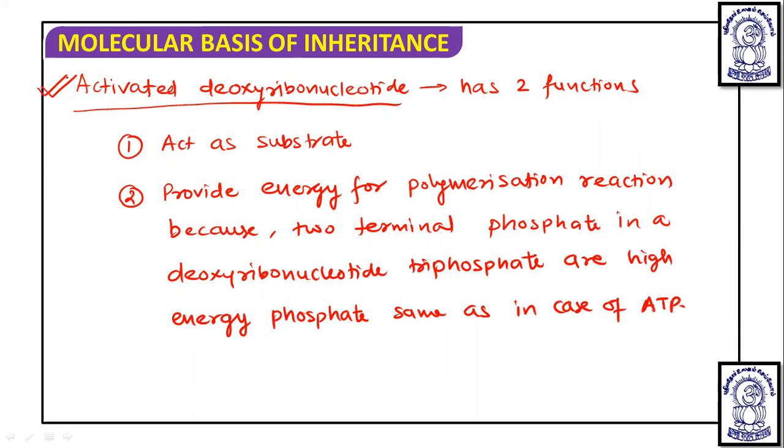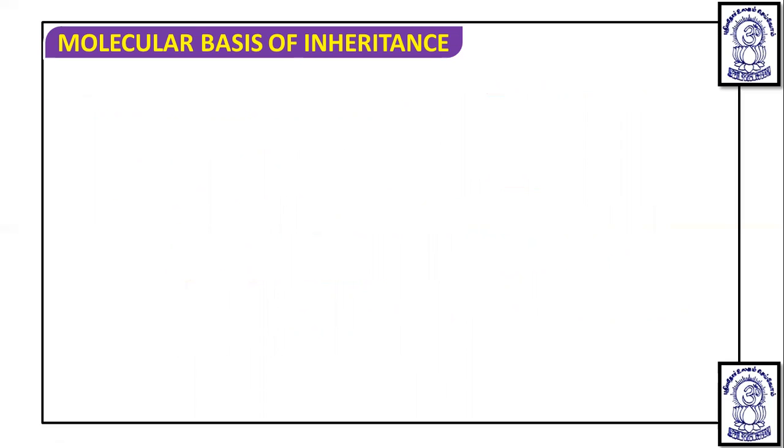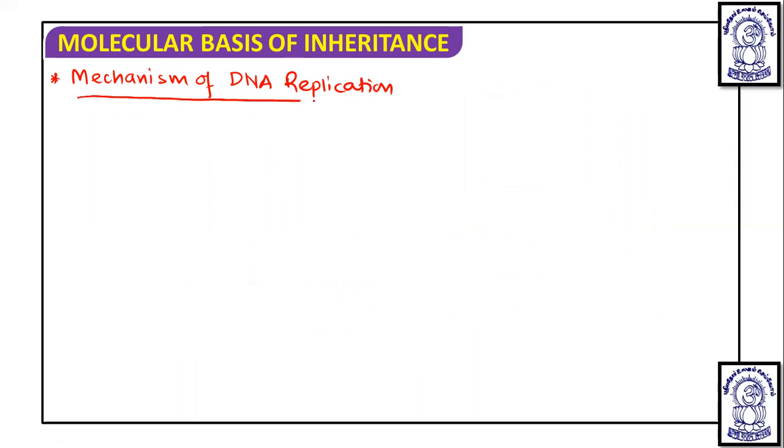Now after this there is a mechanism of this particular DNA replication. And if we talk about the mechanism of DNA replication, it occurs in the following way. First, what happens? There is a double-stranded DNA. Suppose like this. It is a double-stranded DNA.